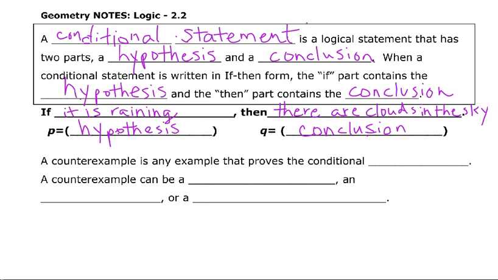So a counterexample is any example that proves the conditional is false. There are many ways of showing a counterexample. One can be a picture, you could use an equation, or you could just write a sentence describing what's different, or a sentence just describing how it is wrong. Sorry, I had to type those instead of writing it. My tablet was going a little crazy.